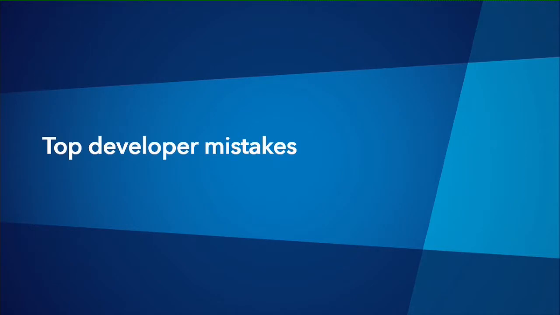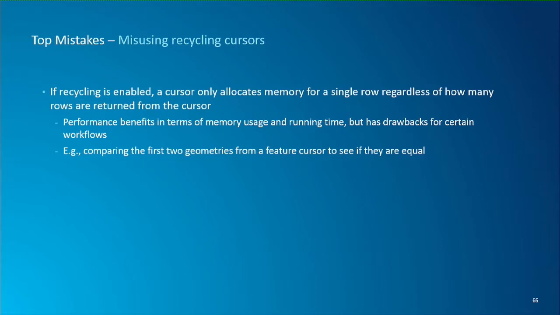Okay, the last section I'd like to do is top developer mistakes. These are mistakes that we've seen either from tech support or internal or via code review, and they come up over and over again, so we want to just highlight some of them. Eric's mentioned a couple, but we'll go over them here. The first one is misuse of recycling cursors. Basically, as he mentioned, when we have recycling cursors turned on, the cursor allocates memory for a single row, regardless of how many rows are returned from the cursor. It can be very confusing the first time you run into that, so we just want to remind you of that again.